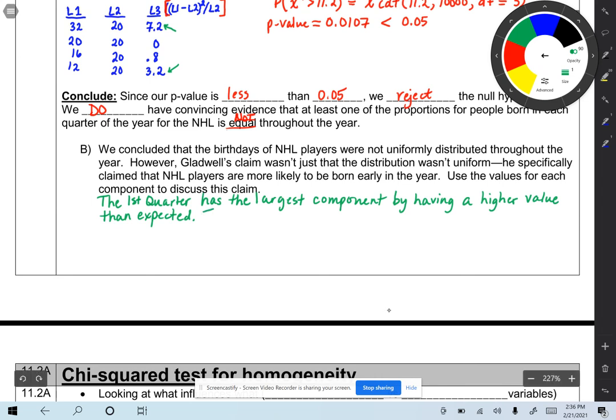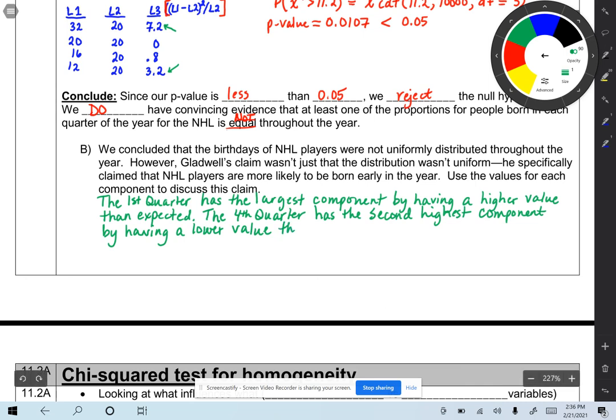The fourth quarter has the second highest by having a lower value, and that lower value, 12, than the expected value. This supports Gladwell's claim.